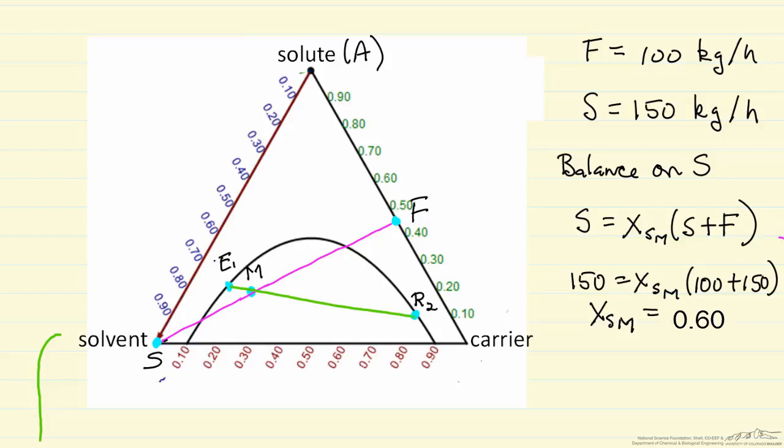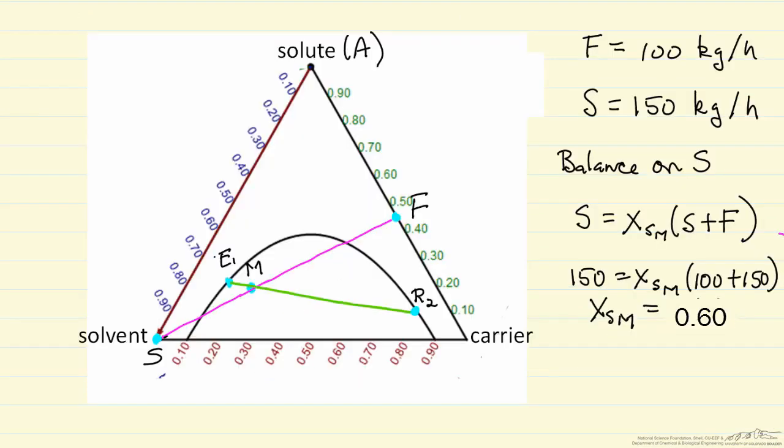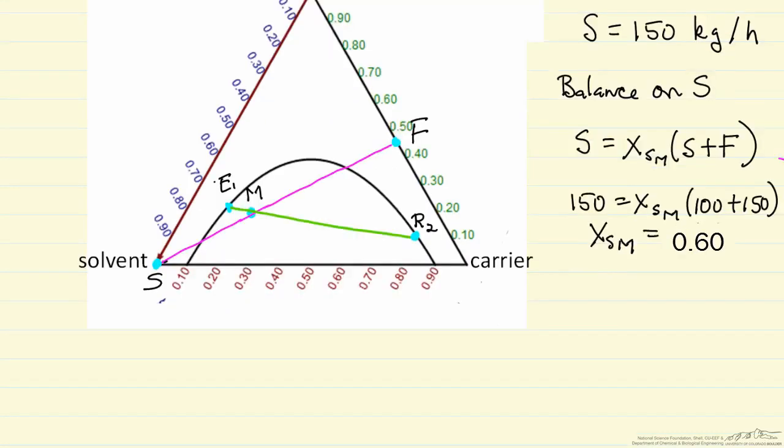The idea here is that if we're to mix E1 and R2, we should get an overall composition of M because that's what our mass balance says. If we mix E1 and R2, we're going to end up with that mixing point, and it has to have the same composition as if we were to mix S and F, those two streams, because this is a steady state process.